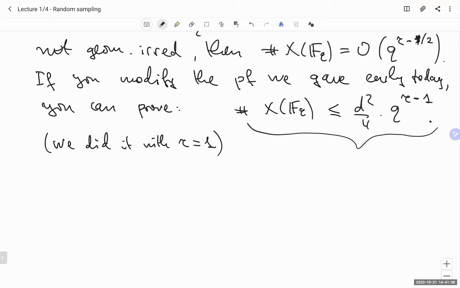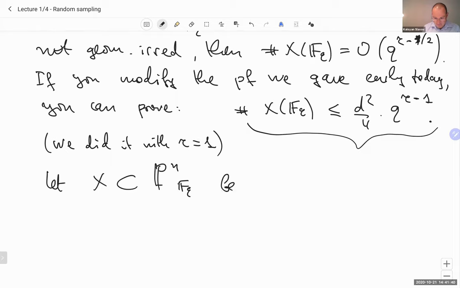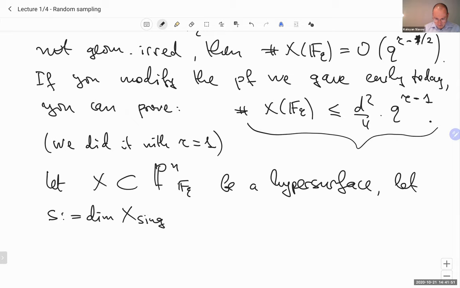Thanks. Can you say something about the number of points of a scheme in terms of the dimension of its singular locus? Something about the number of FQ points, let's say on a hypersurface, in terms of the dimension of the singular locus. Yes. So let X inside PN over FQ be a hypersurface, and let S be the dimension of X singular. Let pi n be the number of FQ points on PN.